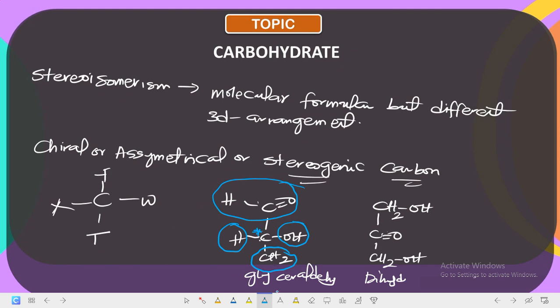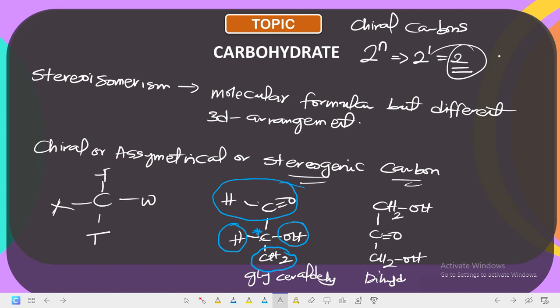Now, the number of stereoisomers that can be formed from a given compound is given by 2 raised to the power of n. Here n is the number of chiral carbons. So in the case of glyceraldehyde that has 1 chiral carbon, n is equal to 1, and 2 raised to the power of 1 is equal to 2. It means that glyceraldehyde will have 2 stereoisomers.